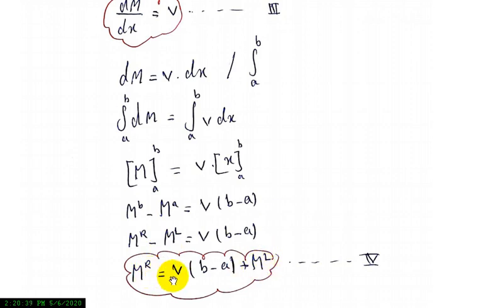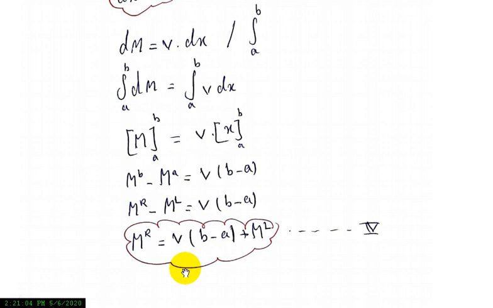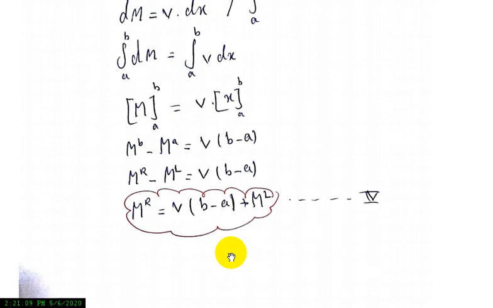M right, or the moment of the right side, equals V, or shear, multiplied by this length, plus the moment of left. It's called the fourth equation, and it's actually the formula for calculating moment by the integration method. It's very important, you should always remember it. It is very useful and beneficial for finding internal force, especially for moment.